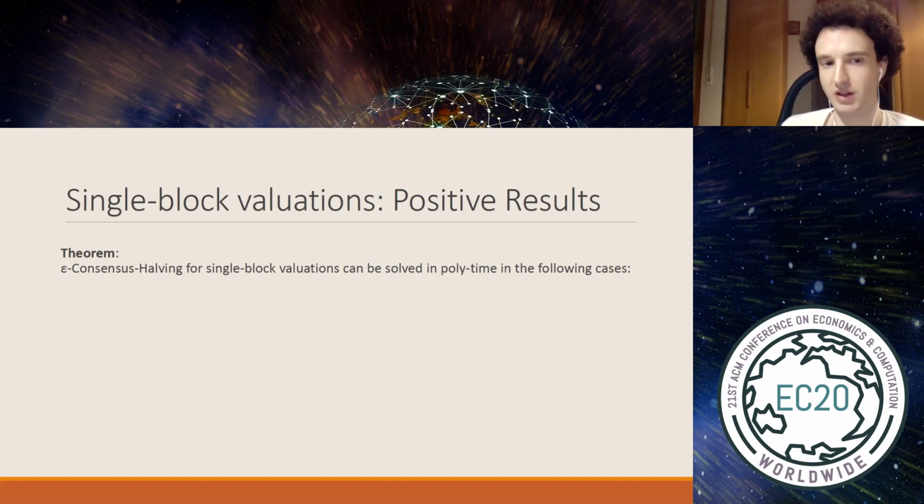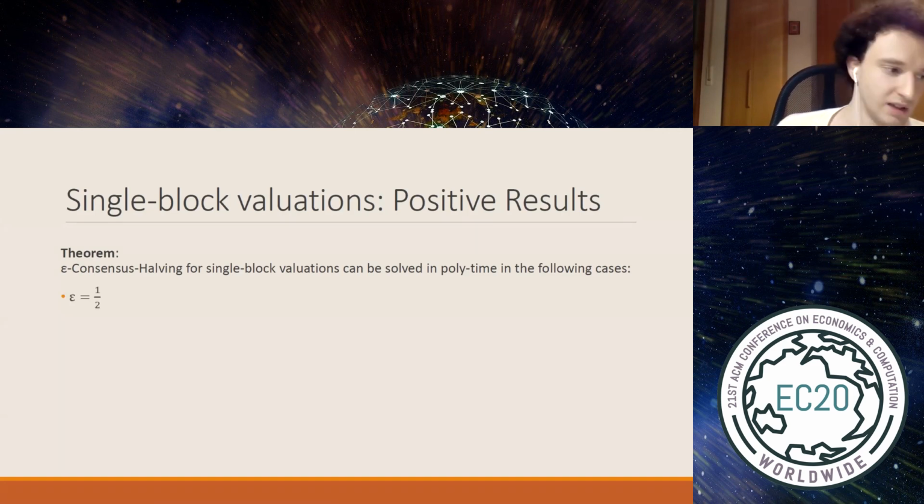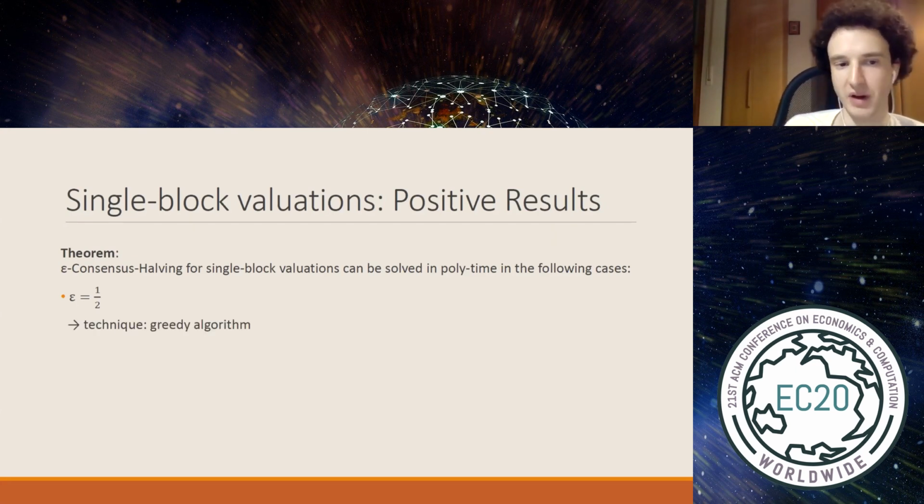So we show that the consensus halving problem, if all agents have single block valuations, can be solved in polynomial time in 3 special cases. The first case is if epsilon is equal to 1/2. Recall what this means: any agent is okay if they see a disparity of 1/2, namely if they see that I plus has value 1/4 and I minus has value 3/4, that would still be fine for them, barely. And this is achieved by a greedy algorithm, but the details are quite tricky already. It's not trivial, and that's why we only obtain 1/2 and not something better here.